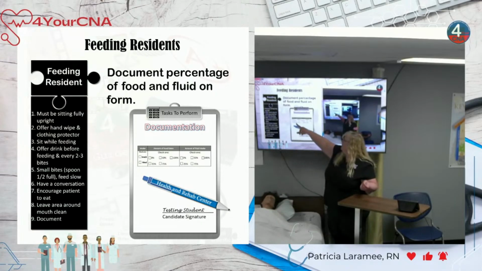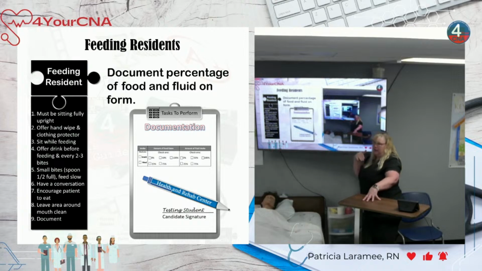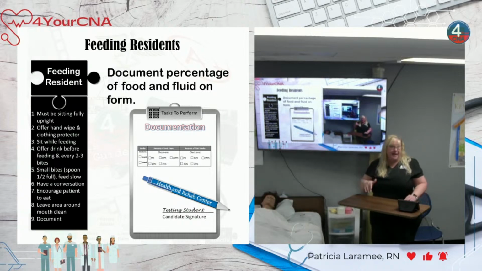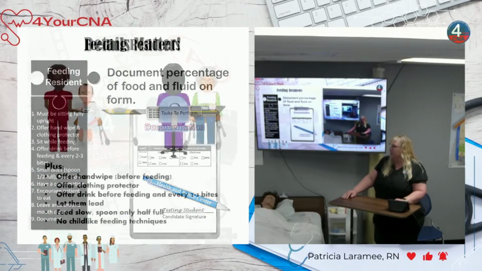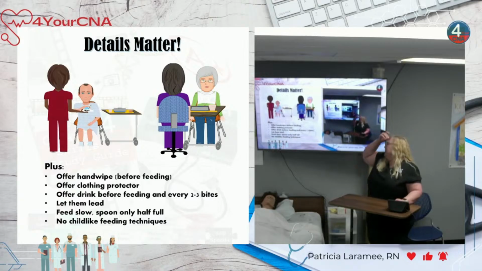So that's like 25%. Now, liquid is something you're going to have to really kind of measure, though, because they might say, I'm good, don't need anything. But remember, they're testing as well, so they may be a little nervous. Nervous gives us dry mouth. So this person may drink that entire cup of water. We don't know. You're going to document whatever they drink. Okay, good. All right, so details matter.